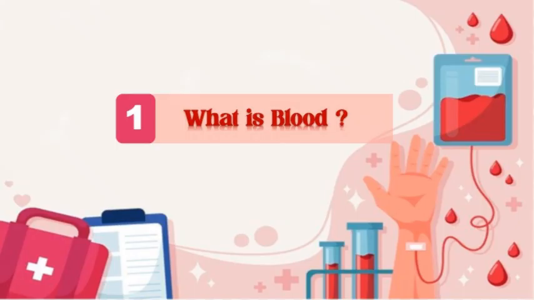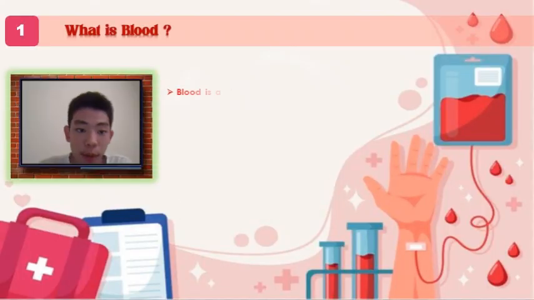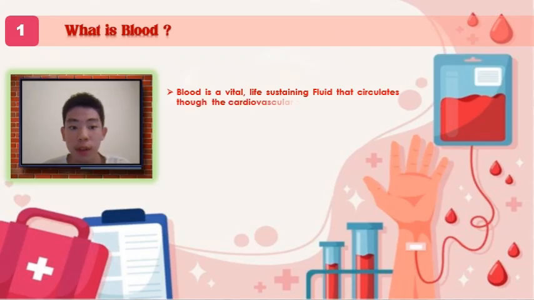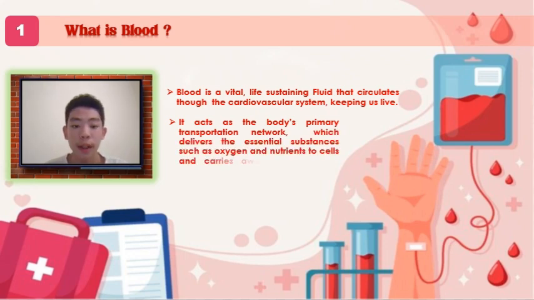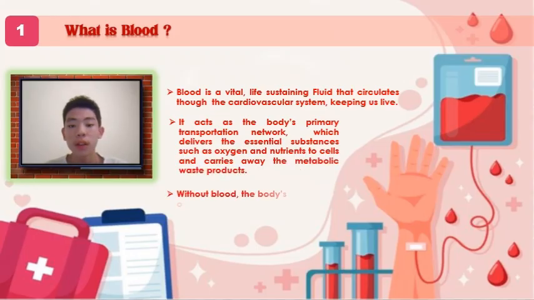1. What is blood? Blood is a vital, life-sustaining fluid that circulates through the cardiovascular system, keeping us alive. It acts as the body's primary transportation network, which delivers essential substances such as oxygen and nutrients to the cells and carries away the metabolic waste products. Without blood, the body's organs and tissues would not be able to function properly.